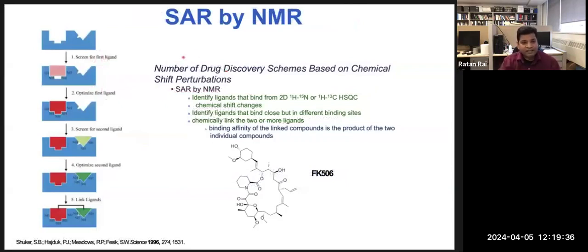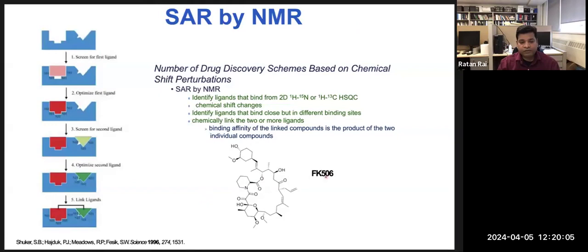So in 1996, Abbott Laboratory and Dr. Fesik presented one paper in Science, and he discussed this method. And how this method works: suppose that you don't have to look for a very active compound. You can start with a small compound which has a low binding affinity to a protein. It can be a very small fragment.